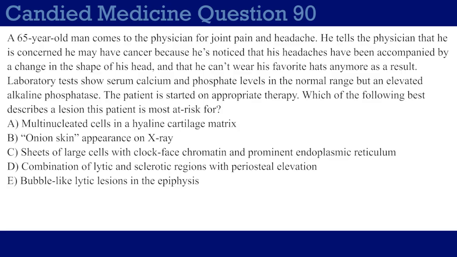The patient is started on appropriate therapy. Which of the following best describes the lesion this patient is most at risk for? Choice A, multinucleated cells in a hyaline cartilage matrix. Choice B, onion skin appearance on X-ray. Choice C, sheets of large cells with clock face chromatin and prominent endoplasmic reticulum. Choice D, combination of lytic and sclerotic regions with paraosteal elevation. Choice E, bubble-like lytic lesions in the epiphysis.